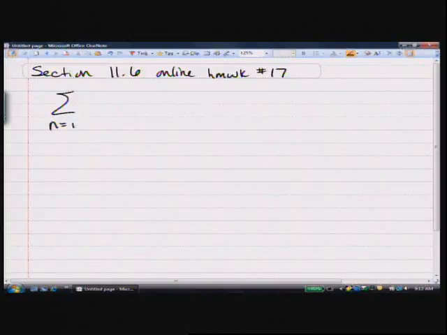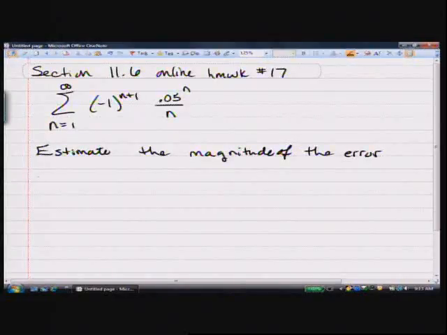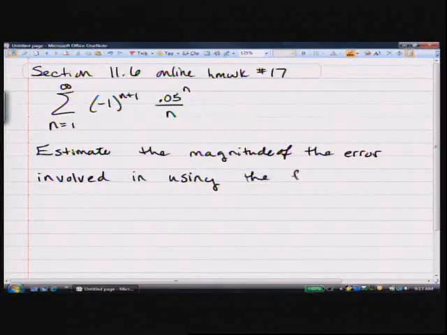Okay, the sum of n goes from 1 to infinity of (-1)^(n+1) times 0.05^n over n. And they want you to estimate the magnitude of error involved in using the sum of the first 6.